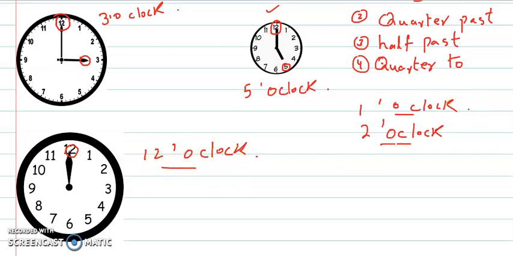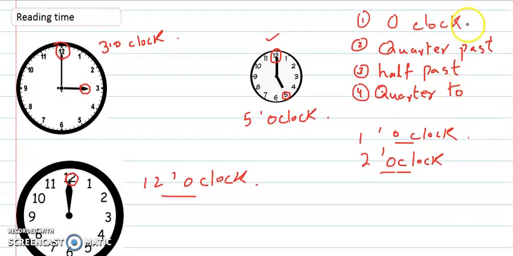So these three examples are to understand the vocabulary word o'clock. Again I will repeat that whenever the minute hand is at 12, then we will read it as o'clock. If the hour hand is at 1, I will say 1 o'clock. If the hour hand is at 2, I will say 2 o'clock. If the hour hand is at 3, I will say 3 o'clock, 4 o'clock, and so on.